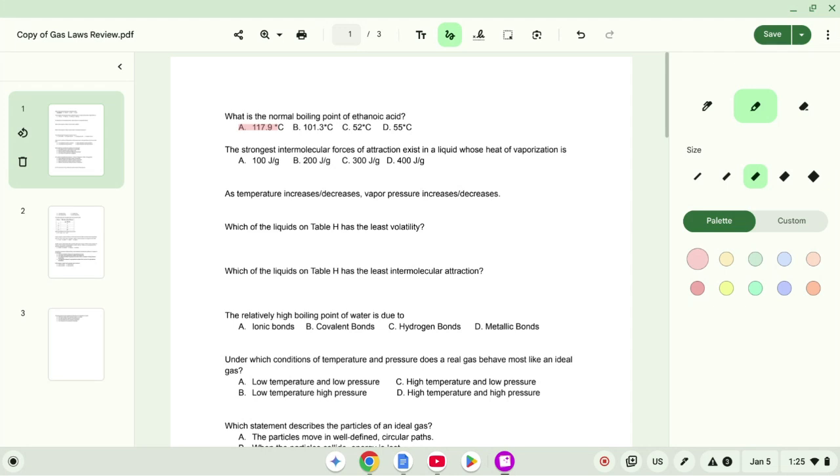The strongest intermolecular forces of attraction exist in a liquid whose heat of vaporization is. The stronger the intermolecular forces, the higher the heat of vaporization should be, which makes the answer D.